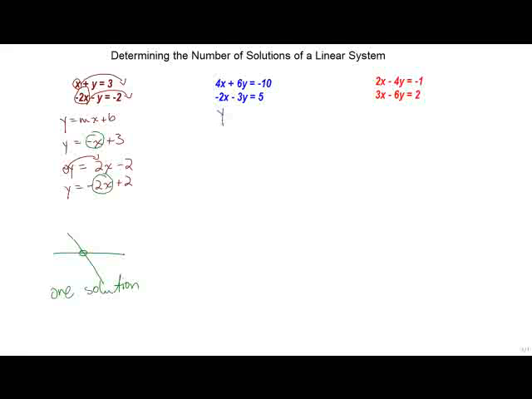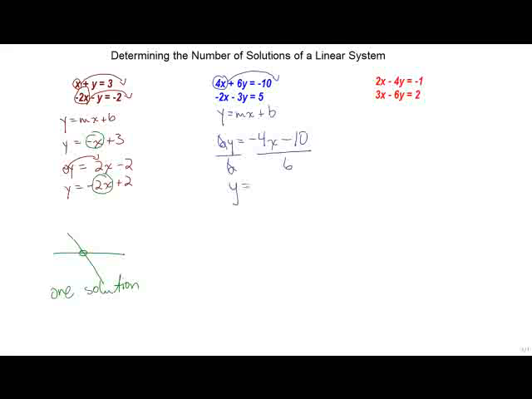Moving on to the second linear system. Once again, we're going to write this in slope-intercept form so we can determine our slope and our y-intercept. First, the first equation, 4x plus 6y equals negative 10. We want to isolate our y, so we take our 4x and move it across the equal sign, where it changes from a positive to a negative. So that's going to look like 6y equals negative 4x minus 10. We'll go ahead and solve for y. We will divide by its coefficient of 6, and we'll also divide the other side by 6 as well.